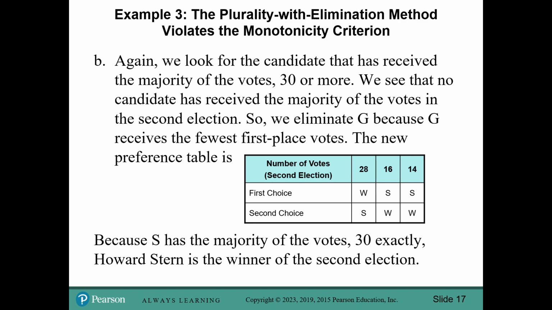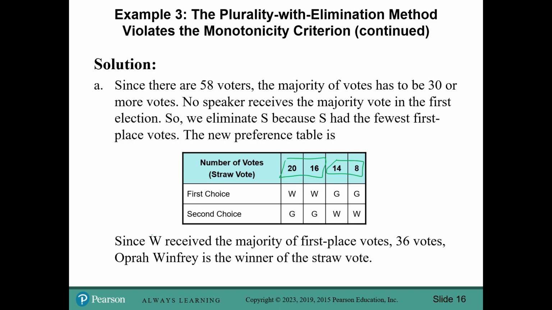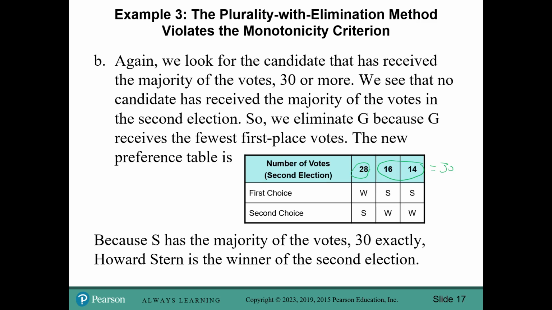Now we see that W has 28 first place votes, and S has 16 and 14, which total to give 30 first place votes. Because we have 58 voters overall, we need more than 50% of those to have the majority, right? So if we multiply that times 0.50, and then we round up, we see that that would be 14, and we need to round up to 15. That's where that 15 comes from.